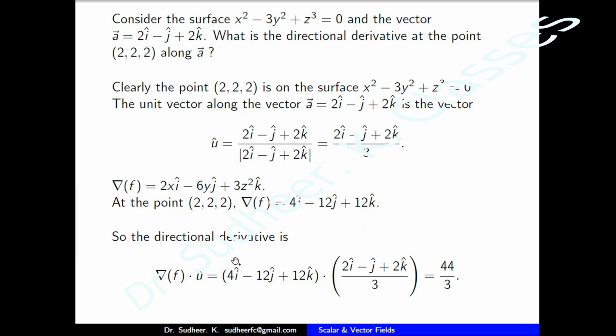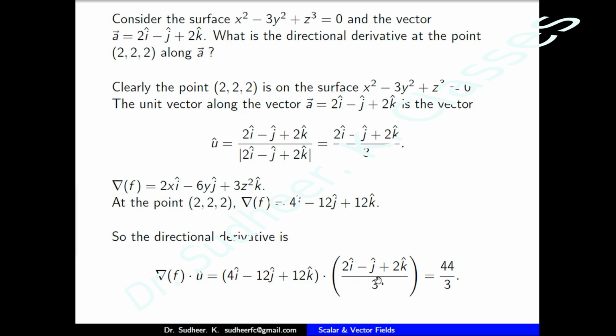So the directional derivative is the dot product of del f and u. So it is the dot product of (4i minus 12j plus 12k) and (2i minus j plus 2k) divided by 3, which can be calculated as 44 by 3.